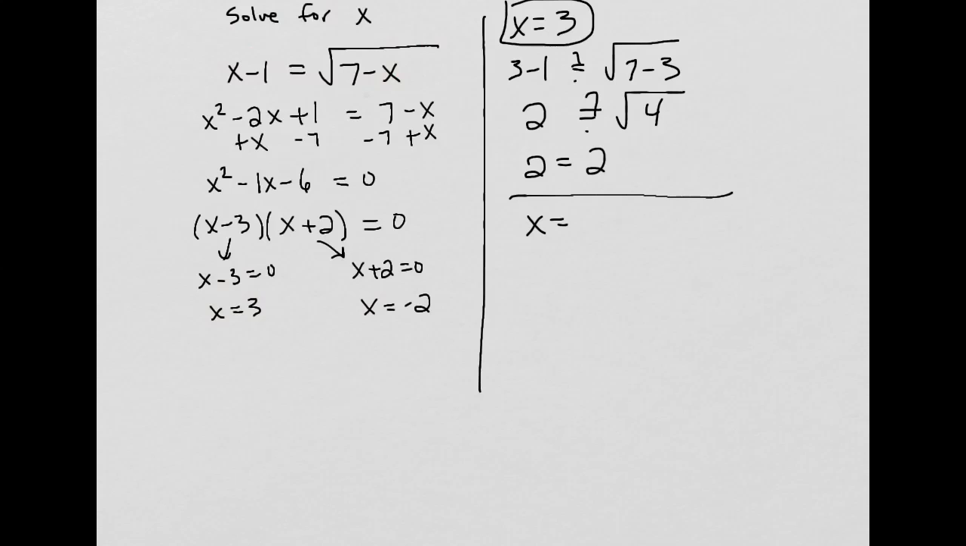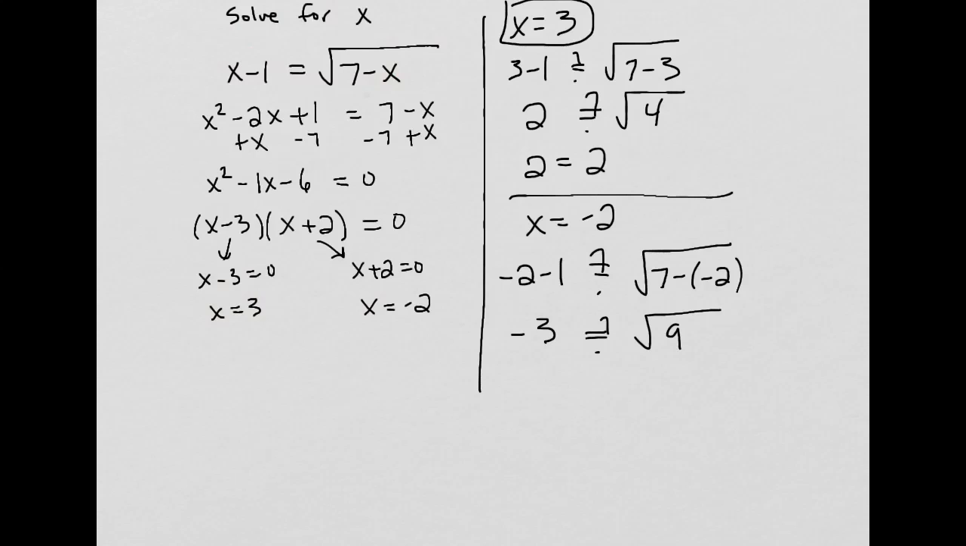X equals negative 2. Let's try that one. On the left-hand side, we get negative 2 minus 1. On the right-hand side, I get the square root of 7 minus negative 2. On the left-hand side, negative 2 minus 1 is negative 3. On the right-hand side, if I combine my terms, I get the square root of 9. And I'm left with negative 3 equals 3. So the square root of 9 is positive 3. Those are definitely not equal to each other. That means x equals negative 2 is not a good solution. It's what we call extraneous. And I have to throw it out. So my only solution is x equals 3.